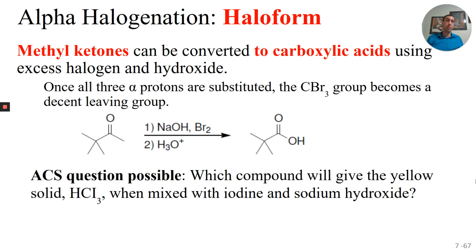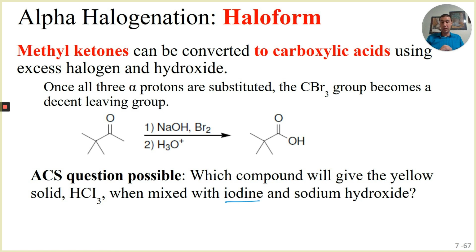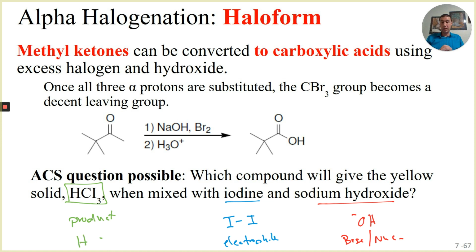So where this can show up is on an ACS question: which compound will give a yellow solid, HCI3, when mixed with iodine and sodium hydroxide? What you're being asked to do here is to acknowledge the reactivity of iodine. Elemental iodine is an electrophile. You're being asked to acknowledge that sodium hydroxide is a strong base and nucleophile, and that somehow you are forming as a product a carbon with three iodines connected to it.